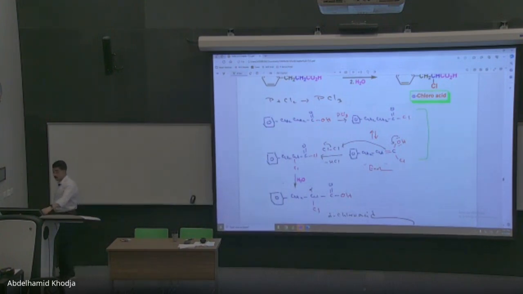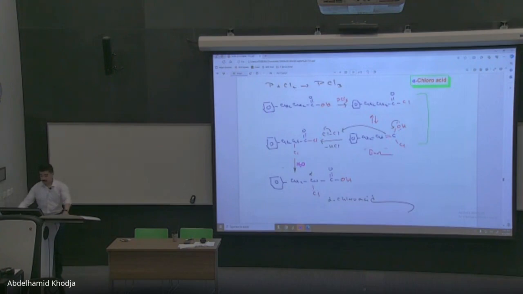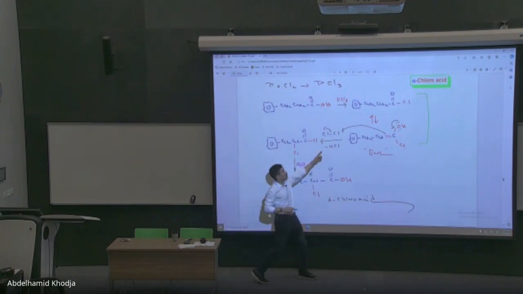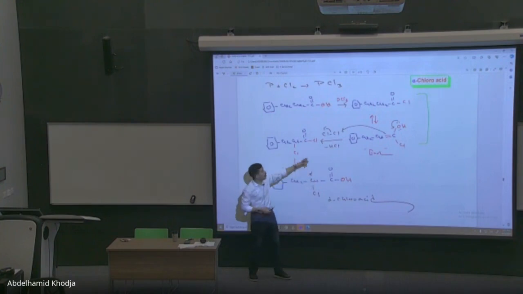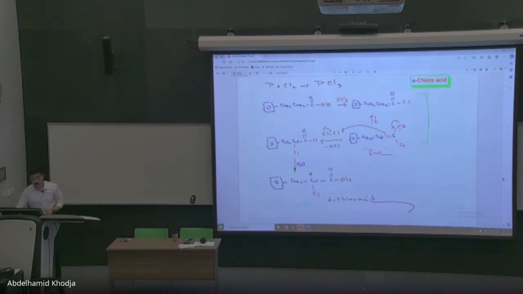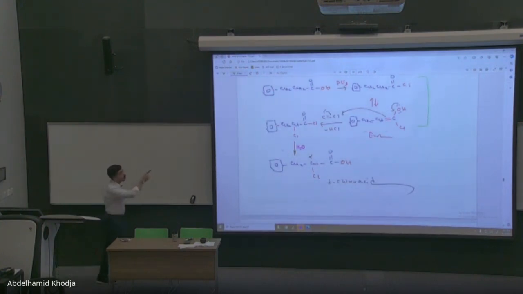Once that happens, the OH builds a double bond. Once it builds a double bond, it forces the electron density from the C double bond C out, and it attacks the Cl2 gas that's present in the reaction. Cl is added here to your alpha carbon. Once it's added, you can add H2O, and you get rid of the acyl chloride and form your carboxylic acid. With that, you have formed your alpha chloro acid.